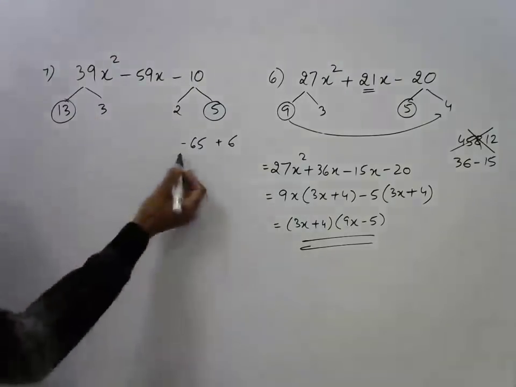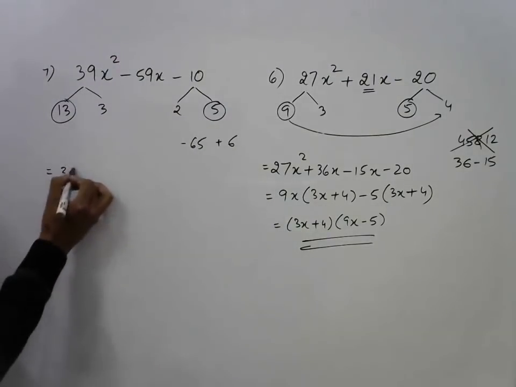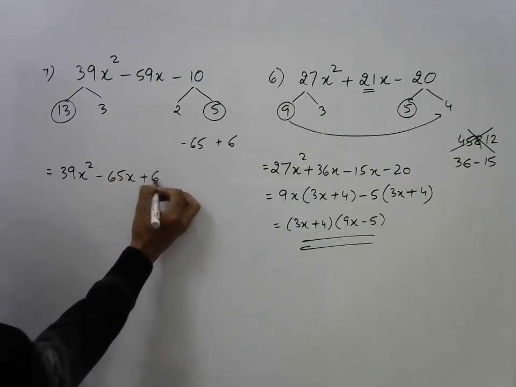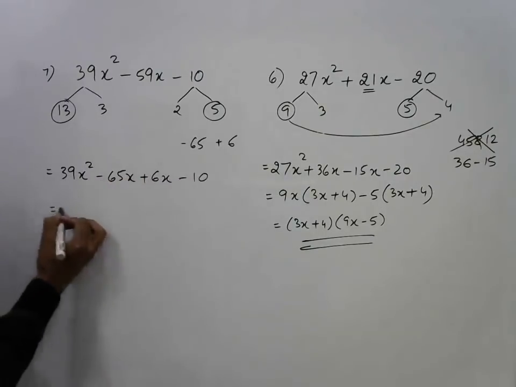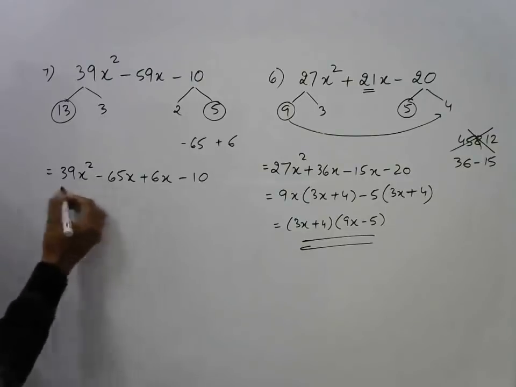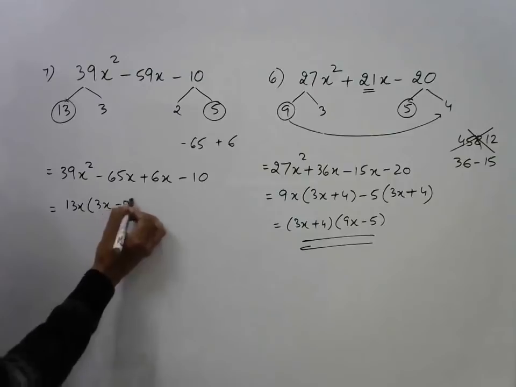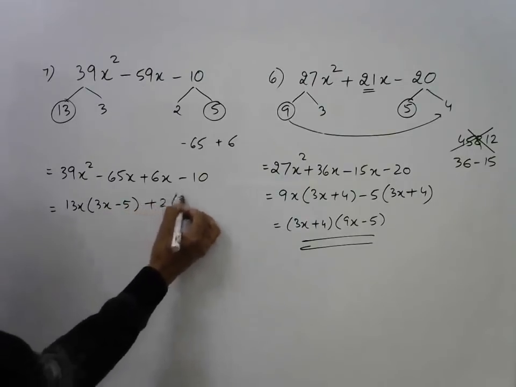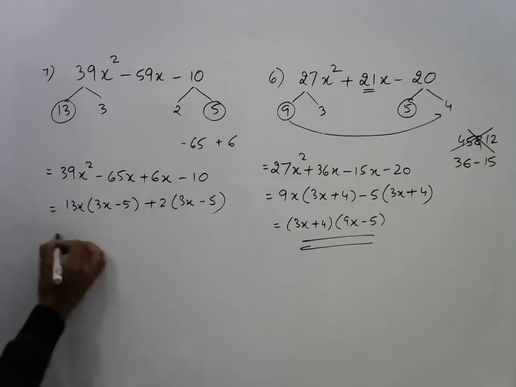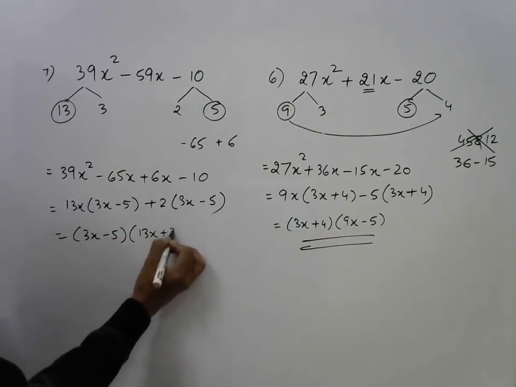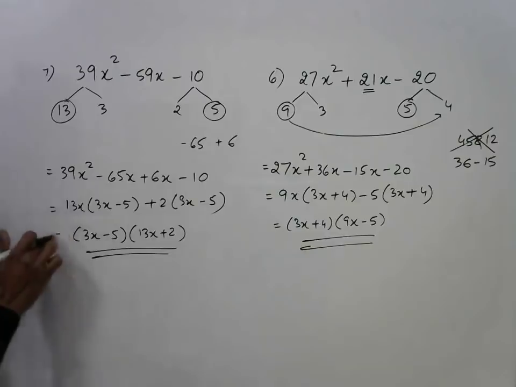So friends, 6x² minus 65x plus 6, I am factorizing it just for your convenience. Minus 65x plus 6. Now 13 is the HCF of these two numbers. So 13x(3x minus 5) plus 2(3x minus 5). So 3x minus 5 is the first factor, followed by 13x plus 2 as the second factor. So see the factorization of this.